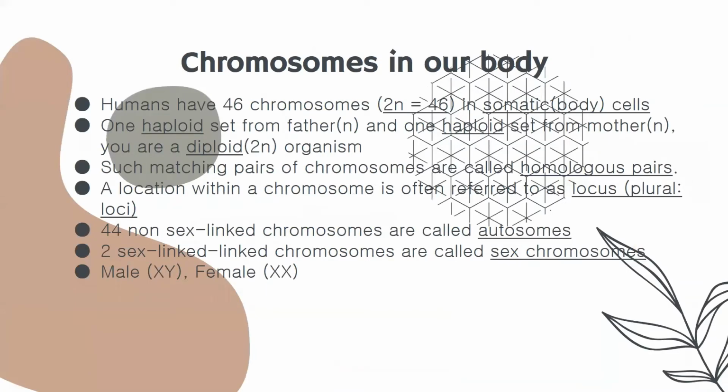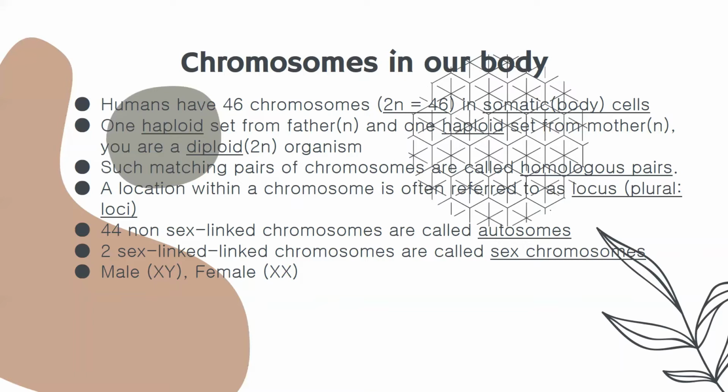So, about the chromosomes in our body. As you may or may not know, humans have 46 chromosomes in somatic or body cells. Humans are diploid organisms. We receive one haploid set of genes from our fathers and the other set from our mothers. The genes we receive from each of our parents form pairs. We call them homologous pairs. To describe a location in a single chromosome, for instance a distance between genes, we refer to each location as a locus. The plural is loci.